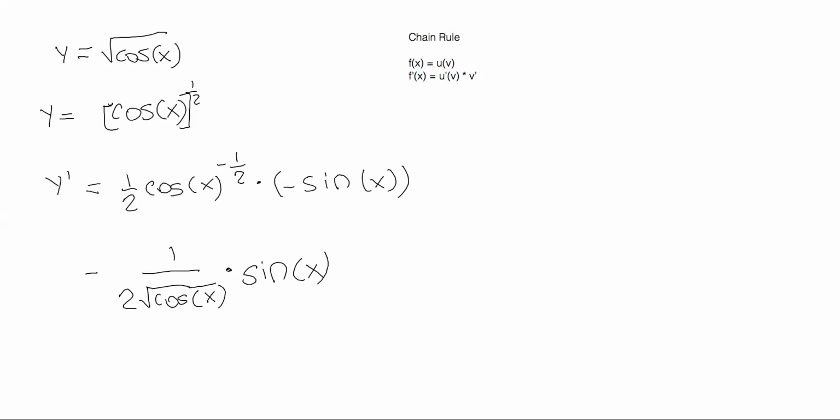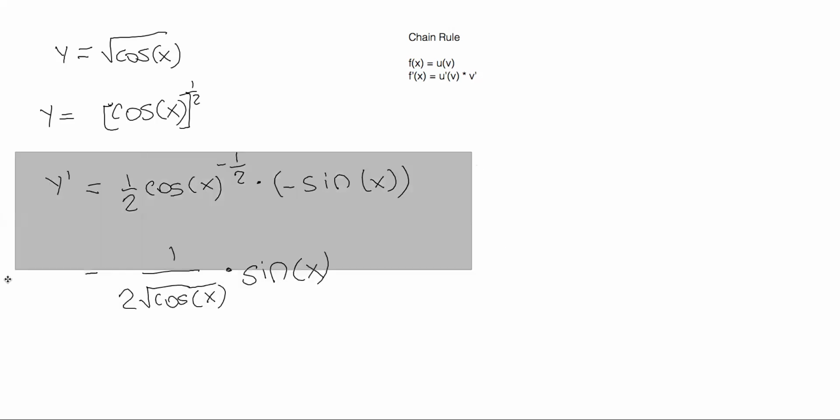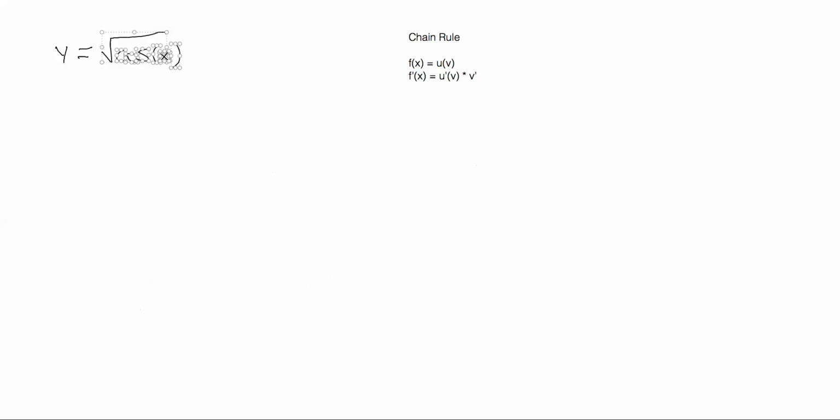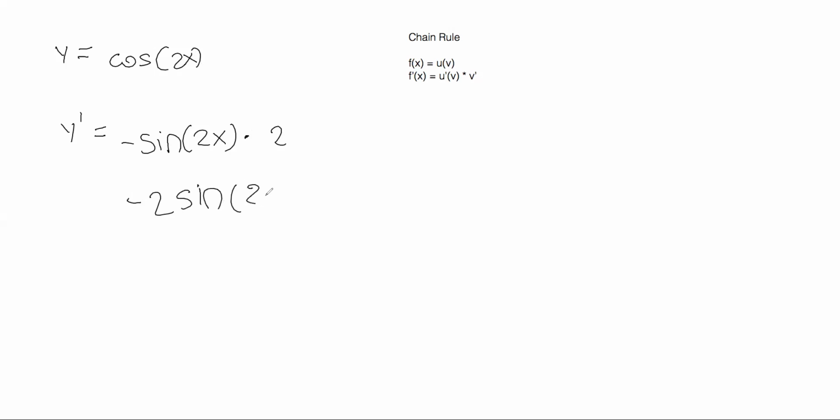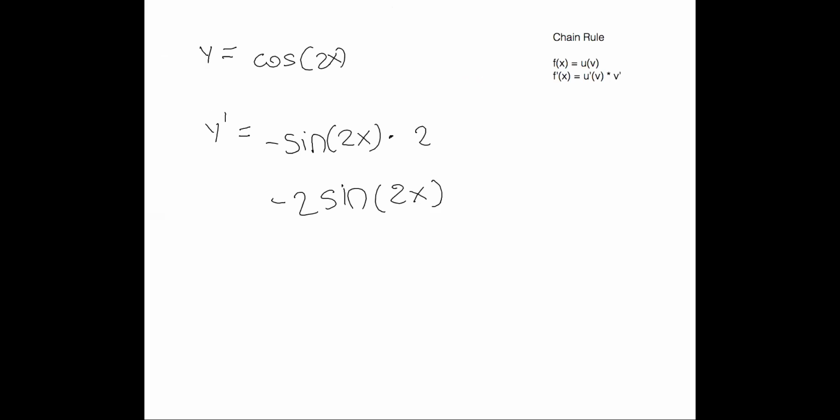Now let's try one that's just slightly different. Maybe instead of square root of cosine of x, we'll make this cosine of 2x instead. So cosine is our outer function, 2x is our inner function. So y prime is going to be, well, the derivative of cosine is negative sine. So we're going to make it negative sine of 2x. And then we're going to multiply that by the derivative of the inner function. Derivative of 2x is just 2. So we could write it as -2 times sine of 2x. And yeah, that's it. That's the derivative for cosine of 2x.